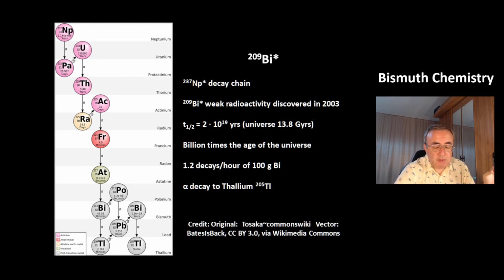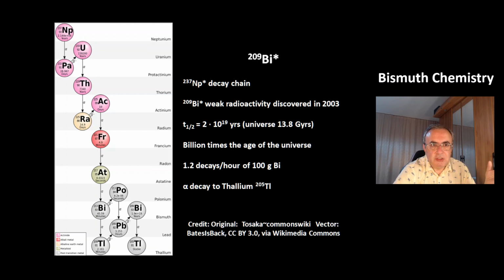This is the decay chain of the isotope neptunium 237. Bismuth 209 is a part of this decay chain. It's here. And in 2003, it was discovered to be very weakly radioactive. Its half-life is 2 times 10 to the 19 years.